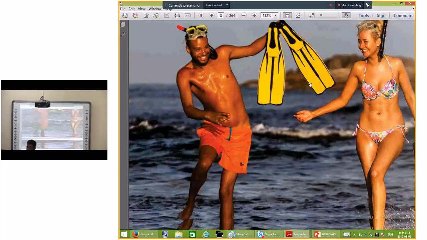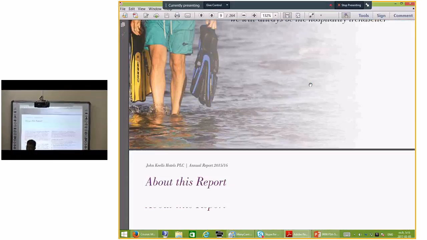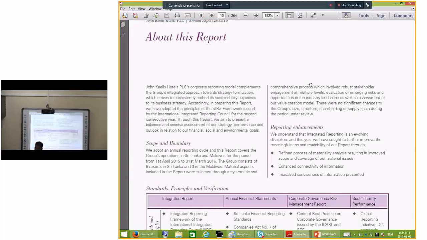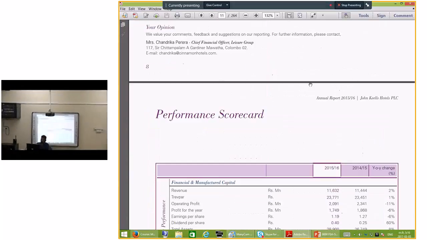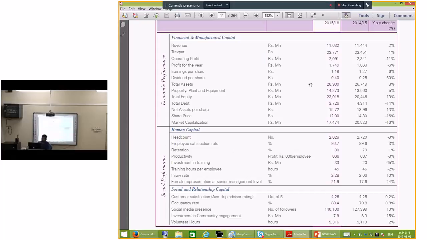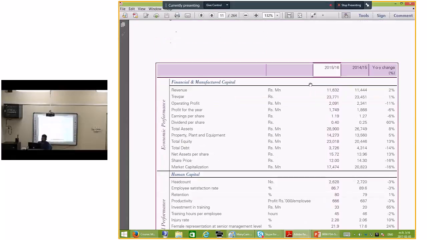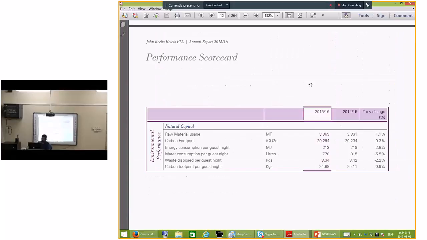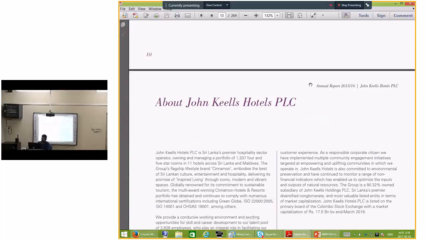Yes. Then in addition to that, now you can see similar types of details here, performance scorecard here, then a clear picture about the hotel.